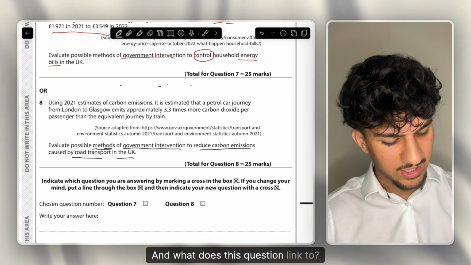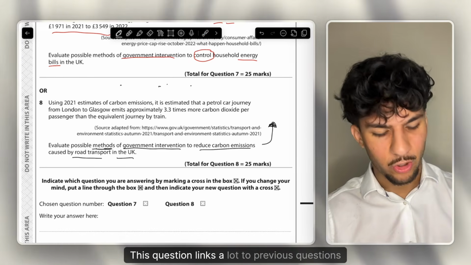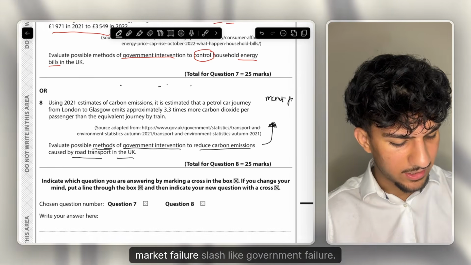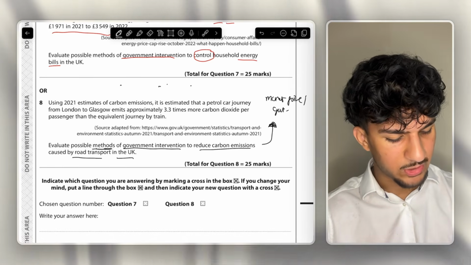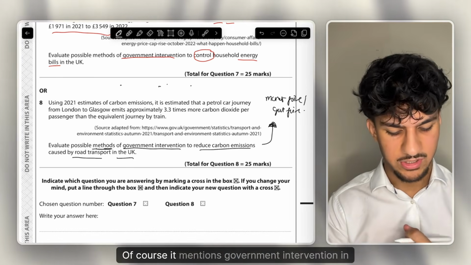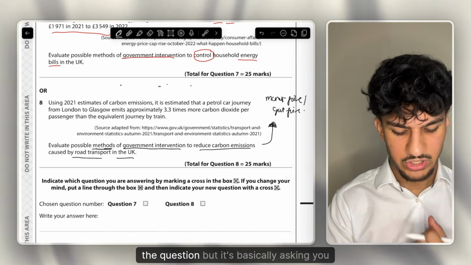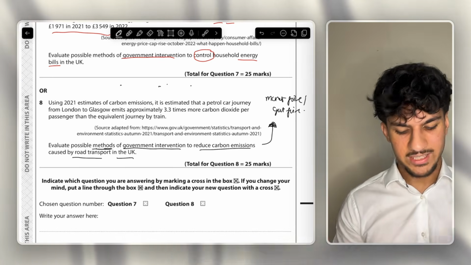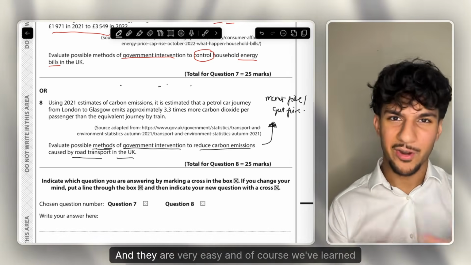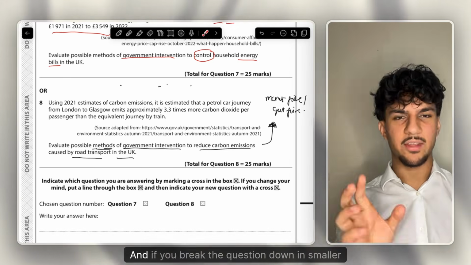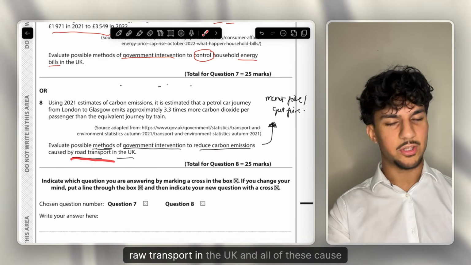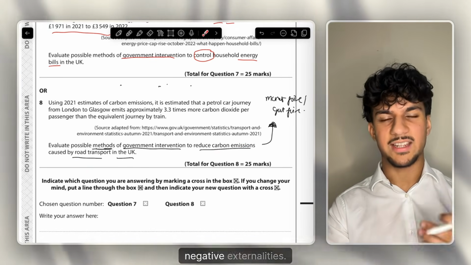And what does this question link to? This question links a lot to previous questions on market failure and government failure. So that type of topic area, market failure, government intervention. Of course, it mentions government intervention in the question, but essentially all the question is asking is policies to solve market failure, and they are very easy, and of course we've learned lots of them. If you break the question down into smaller chunks, it's talking about carbon emissions and road transport in the UK, and all of these cause negative externalities.